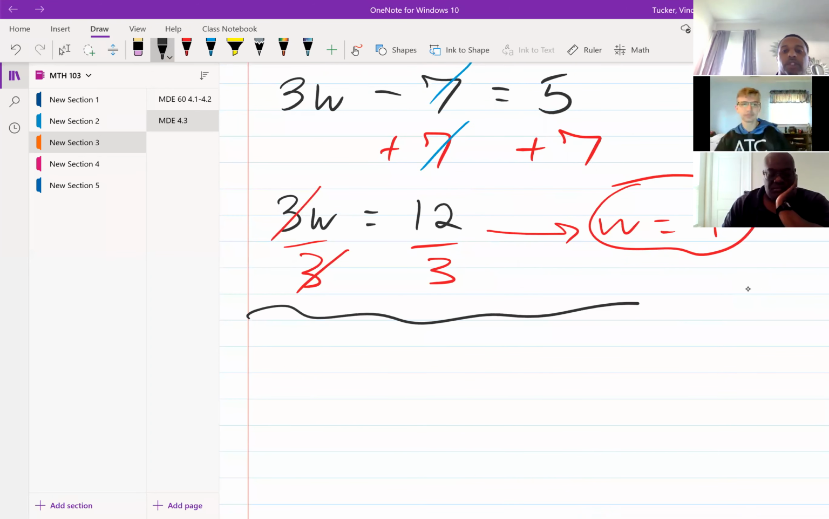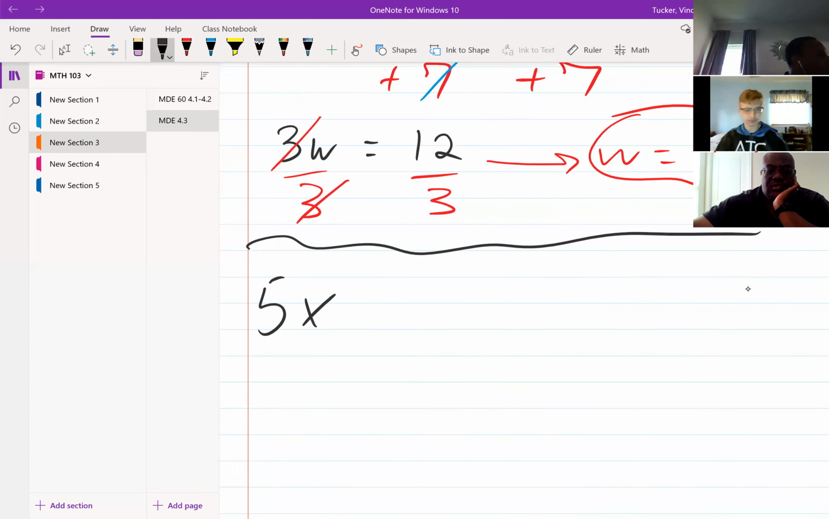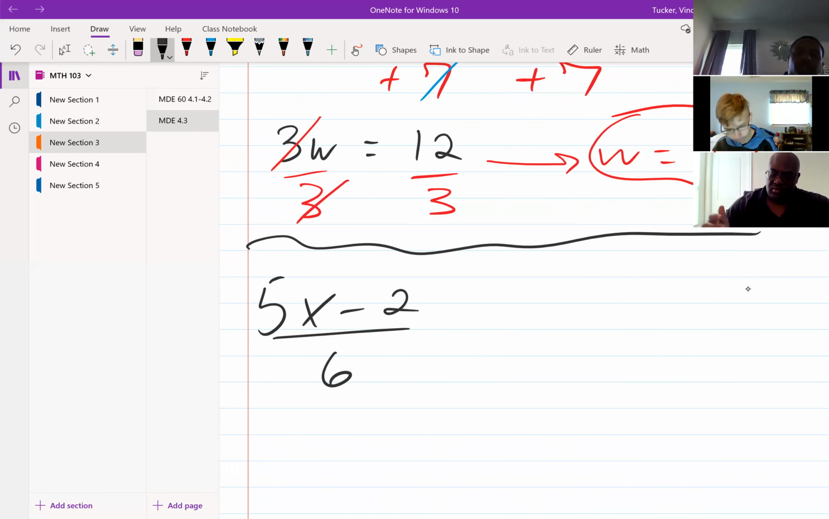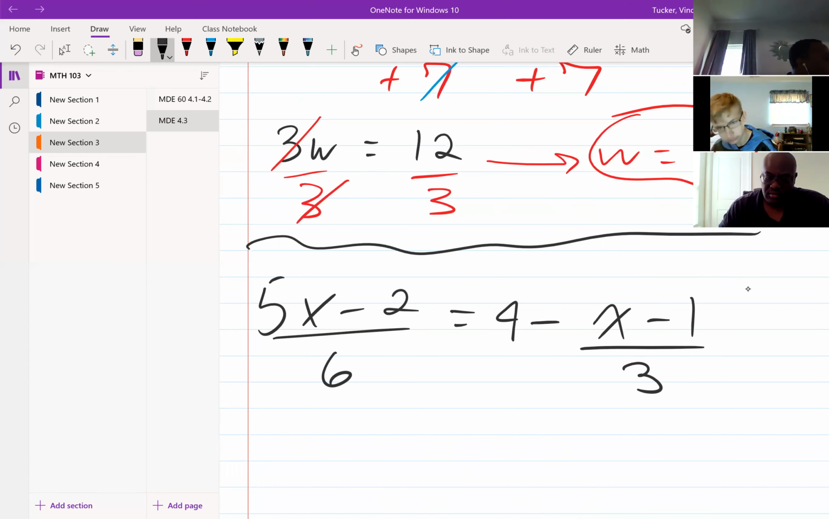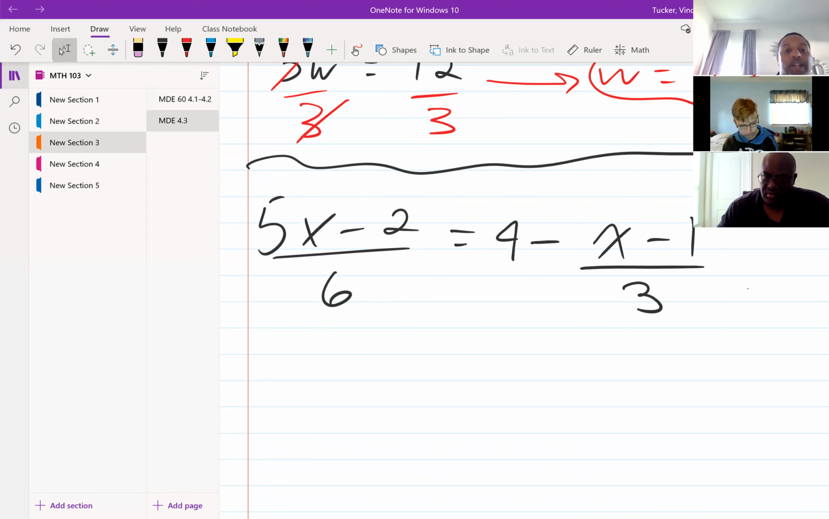All right, let's do another one like that. Let's go 5x minus 2 over 6 equal to 4 minus x over 1 over 3. So 5x minus 2 over 6 equal to 4 minus x. I'm going to give you guys a chance to try it out, see if you can get the right answer.